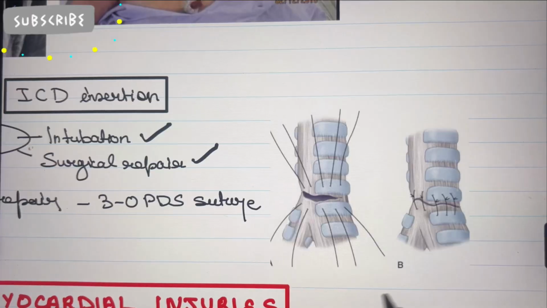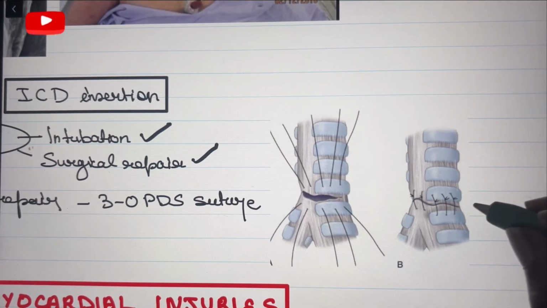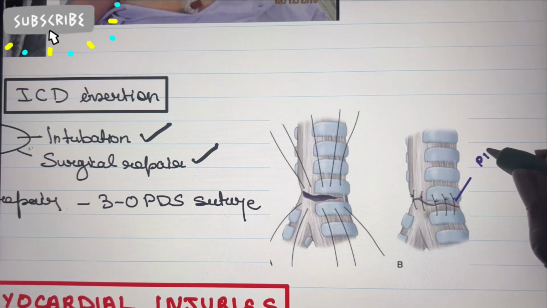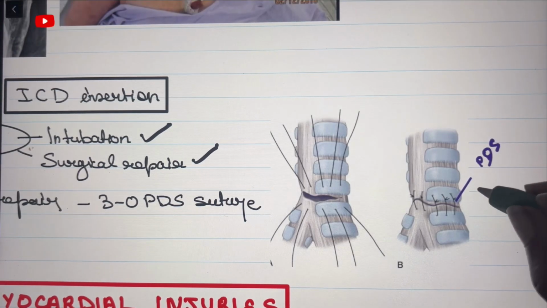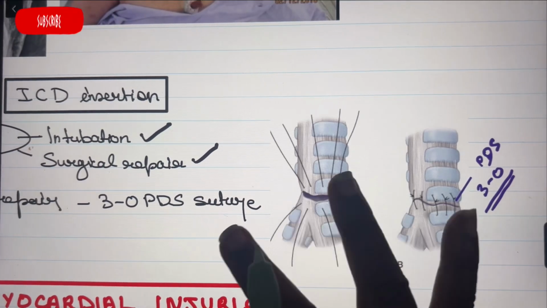Here you can see the diagram. This is the trachea, and the tracheal injury is repaired. Which suture is used? PDS 3-0 suture is used for tracheal injuries.